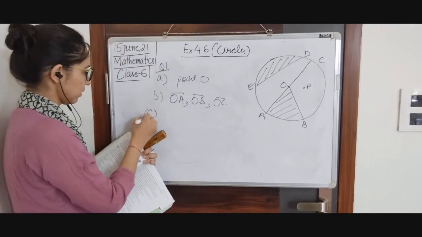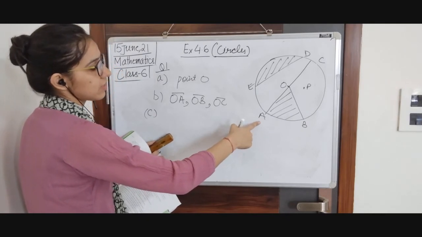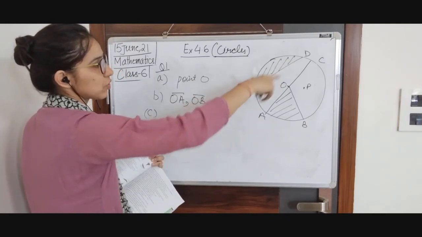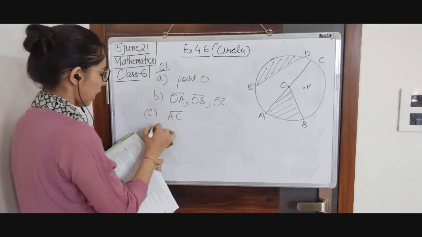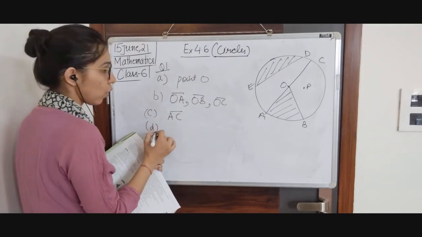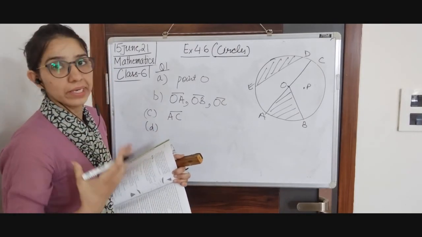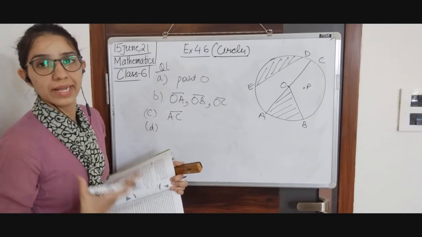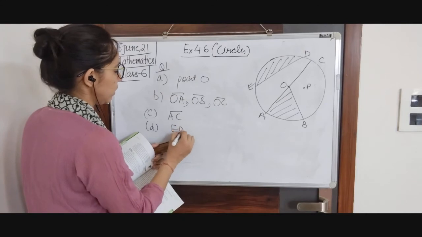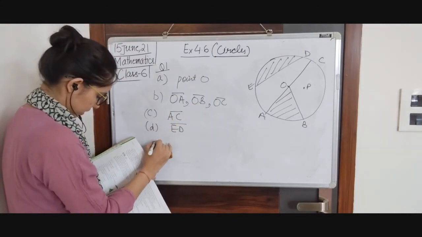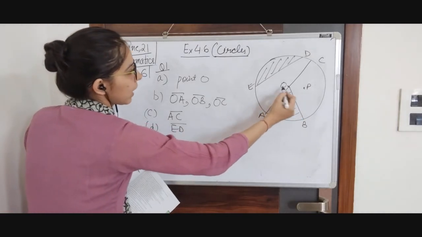Part C is a diameter. A diameter is the line segment joining two points on the circle, but it should also pass through the center. So AC is going to be the diameter. Part D is a chord. A chord is the line segment joining two points on the circle, and it may not pass through the center, which is going to be ED. Part E asks for two points in the interior. The two points in the interior are P and O.